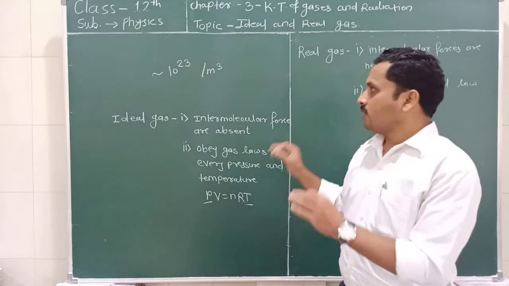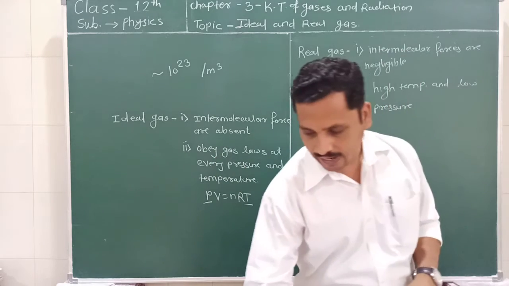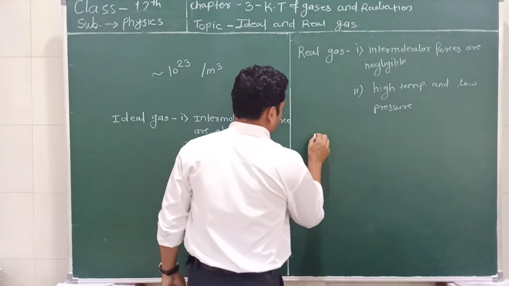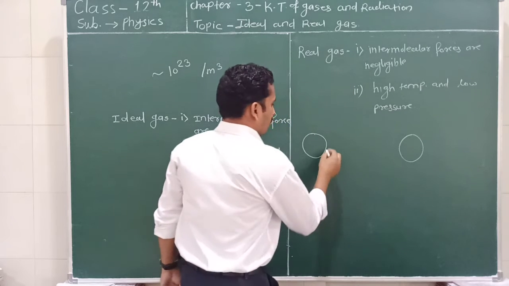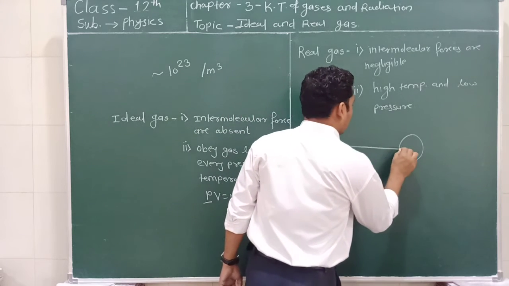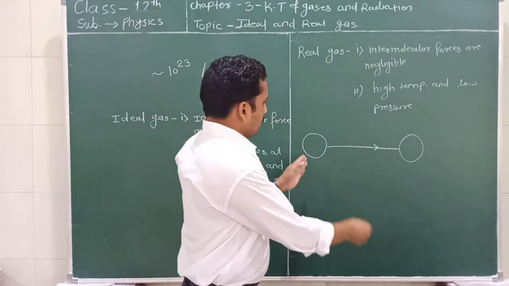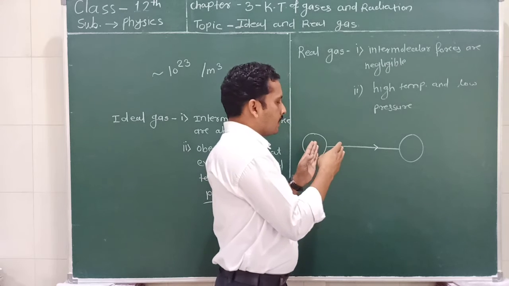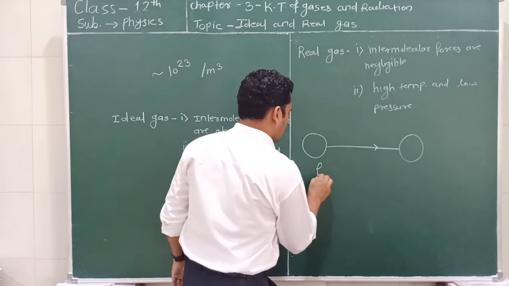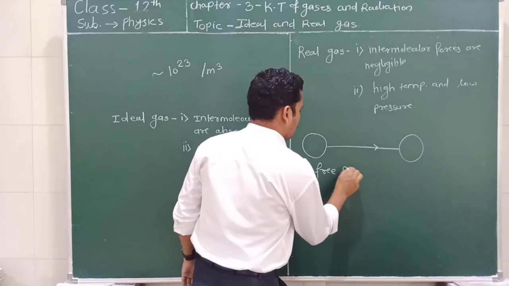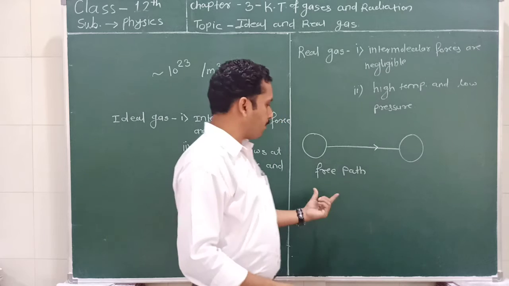Now what about the collision between two molecules? Consider that this is a molecule and this is another molecule. This molecule is traveling in this direction and collides with this molecule. Then we introduce a term called free path.